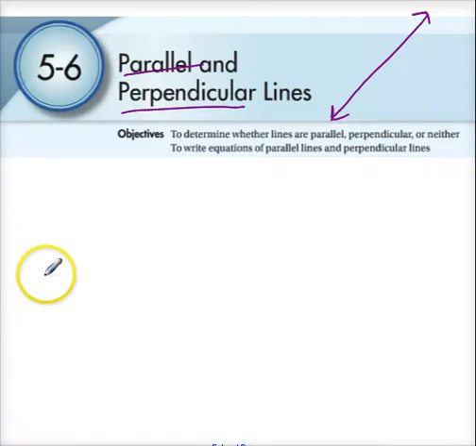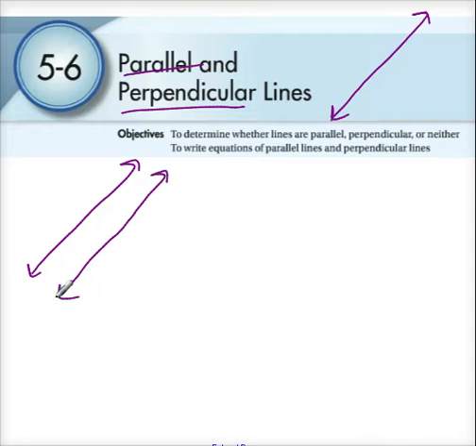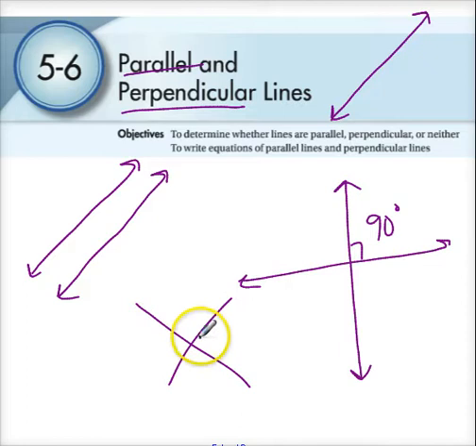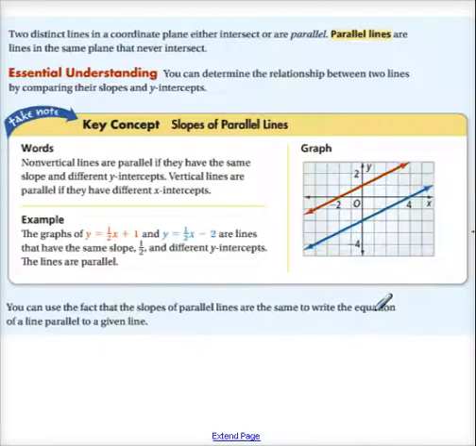Parallel lines, remember, are lines that will never intersect. Okay, so they look something like this. They move with each other, but they'll never touch. Perpendicular lines will intersect, and when they do, they intersect at a perfect 90-degree angle. Okay, so lines that intersect, well, that one kind of looks 90 degrees, but not all intersections are 90 degrees. Perpendicular lines are. Okay, so parallel and perpendicular lines.